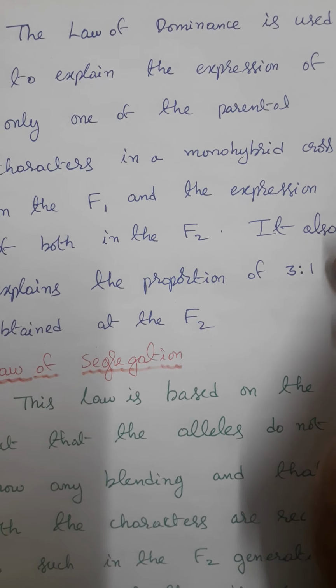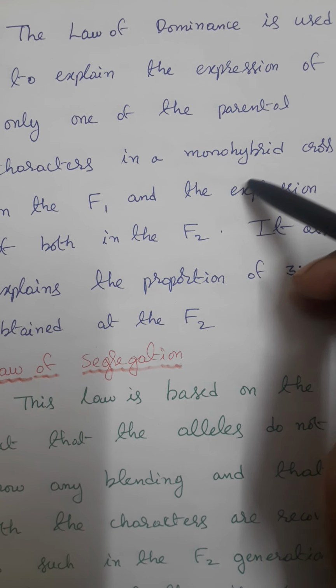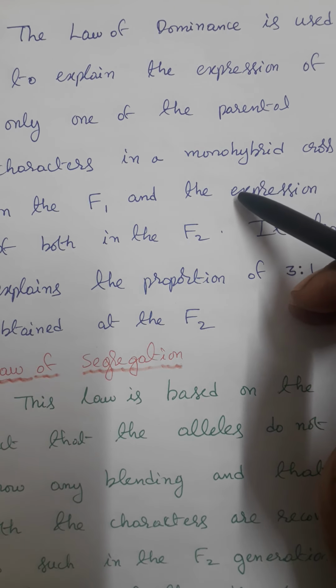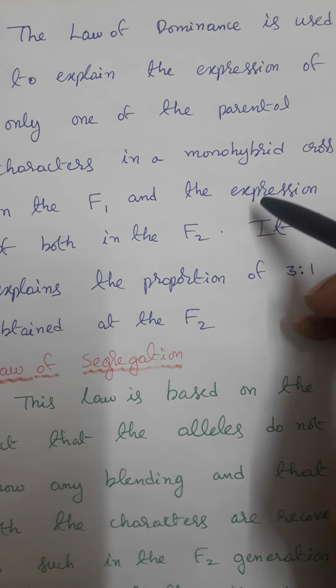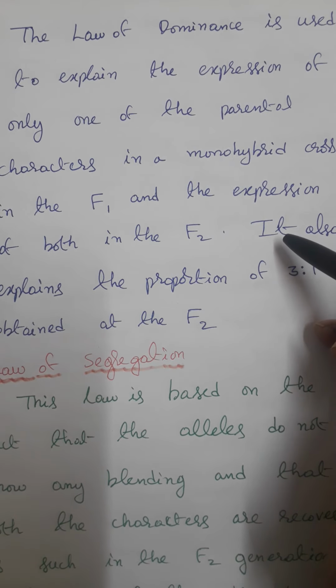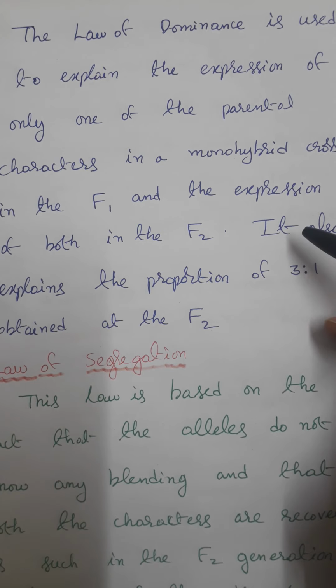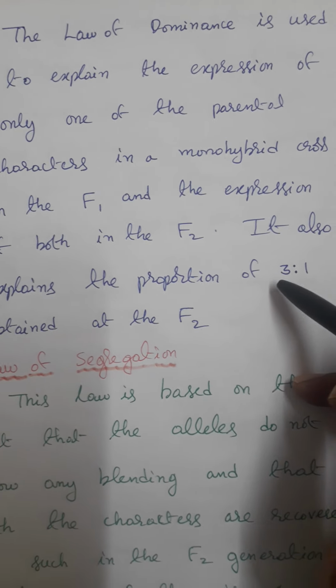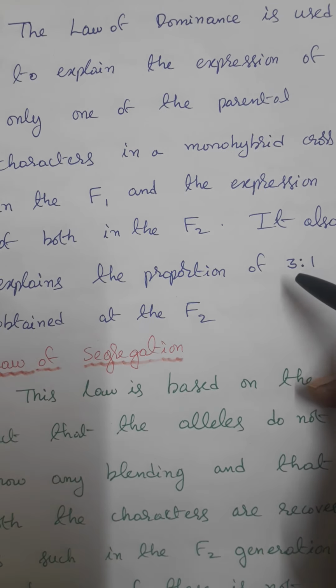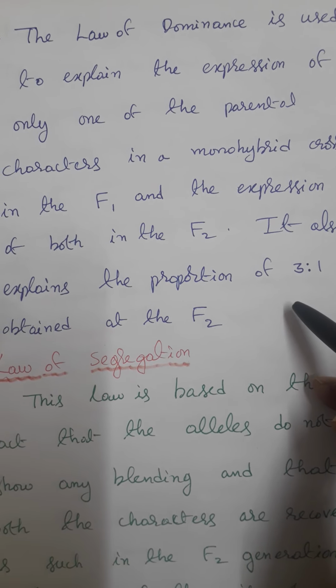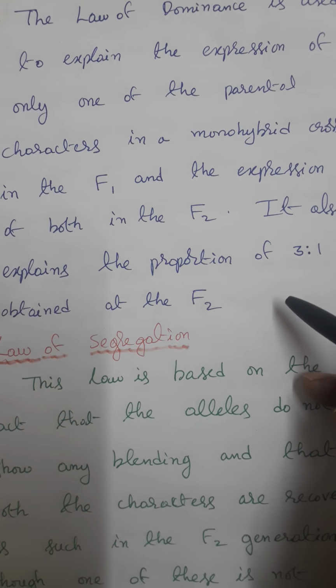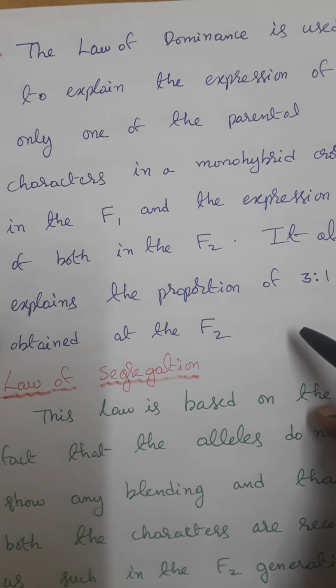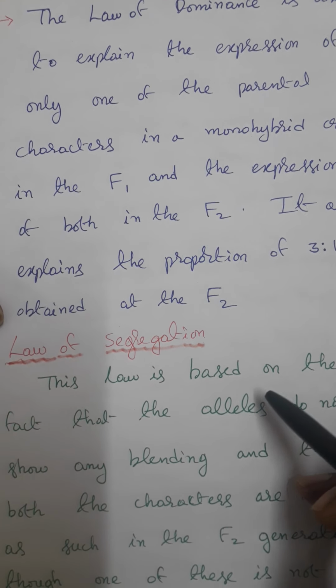The law of dominance is used to explain the expression of only one of the parental characters in a monohybrid cross in the F1 generation and the expression of both in the F2. It also explains the proportion of 3 to 1 obtained at the F2 generation.